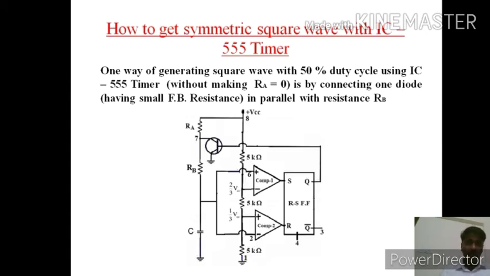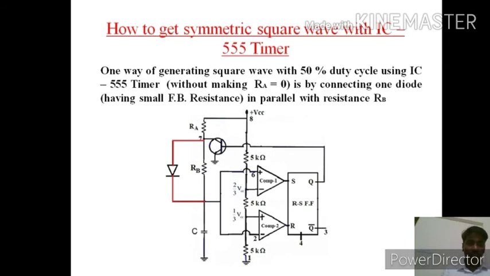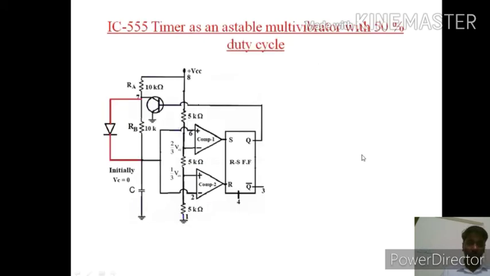So now this was the circuit diagram of the IC555 timer connected in astable mode. The modification required to get 50% duty cycle is just that we connect one diode having small forward bias resistance in parallel with RB. So this is the modified version to get 50% duty cycle in astable mode. Let us now try to analyze the operation of this circuit.